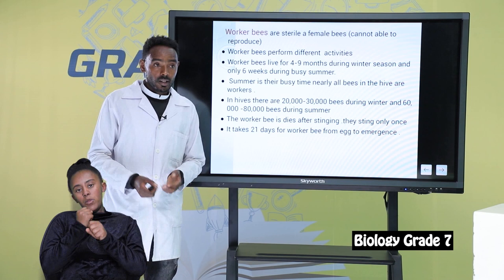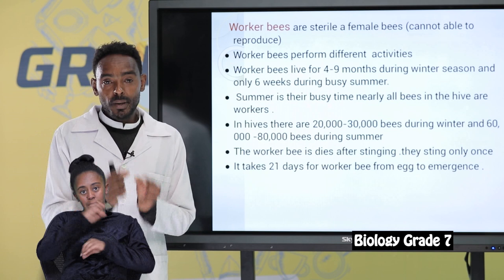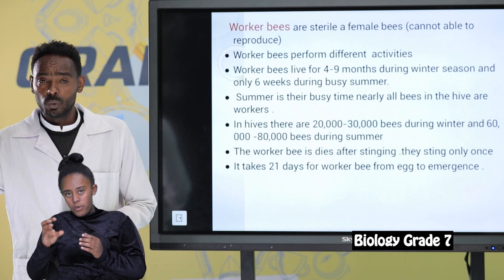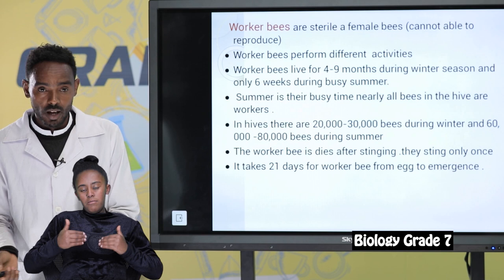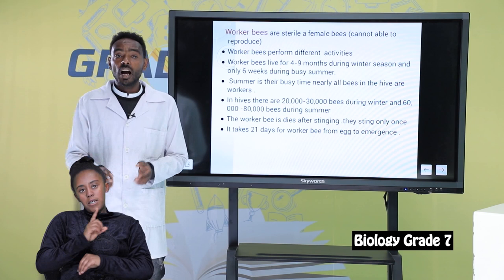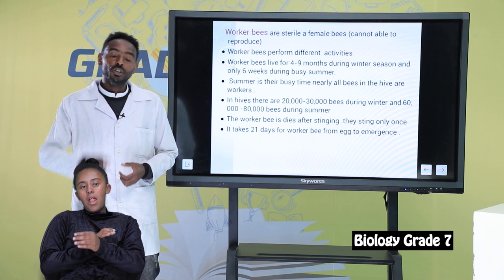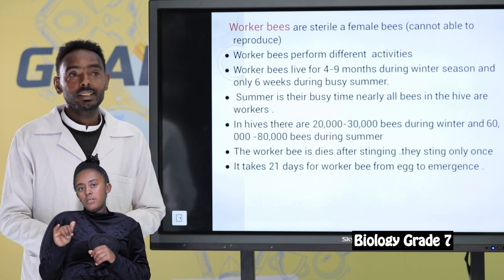The first, up to three days, is a period of work of cleaning cells and incubation. From three up to 6 days is for feeding older larvae. From six up to 10 days, they feed the younger larvae. From 8 up to 16 days, they receive honey from field bees. From 12 up to 18 days, they make beeswax and do cell building. And on day 14, they forage for nectar and pollen. This is the period of work of worker bees.